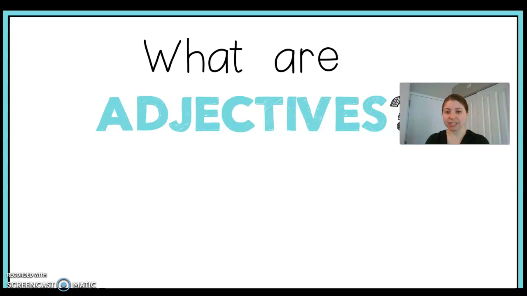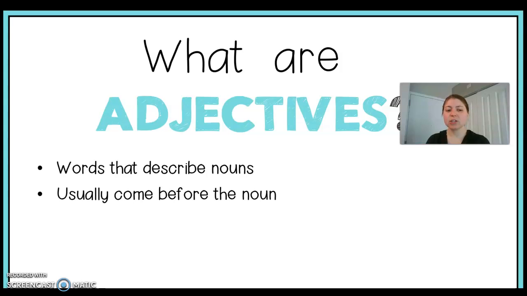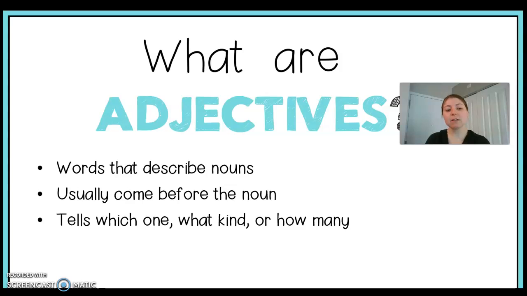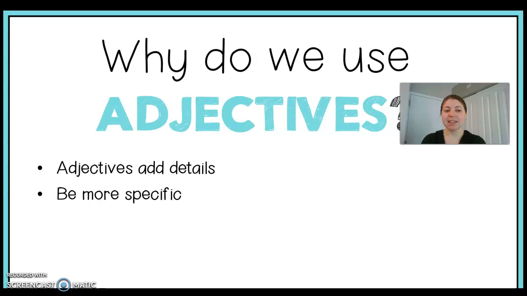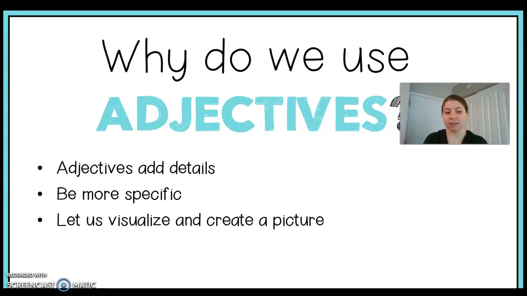What are adjectives? They are words that describe nouns. They usually come before the noun, and they tell which one, what kind, or how many. So why do we use adjectives? We use them because they add detail, they let us be more specific, and they let us visualize and create a picture of what is being talked about.